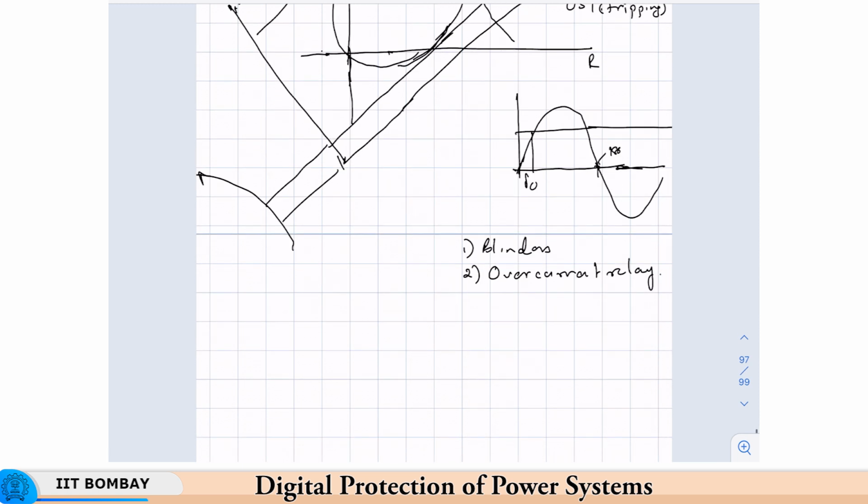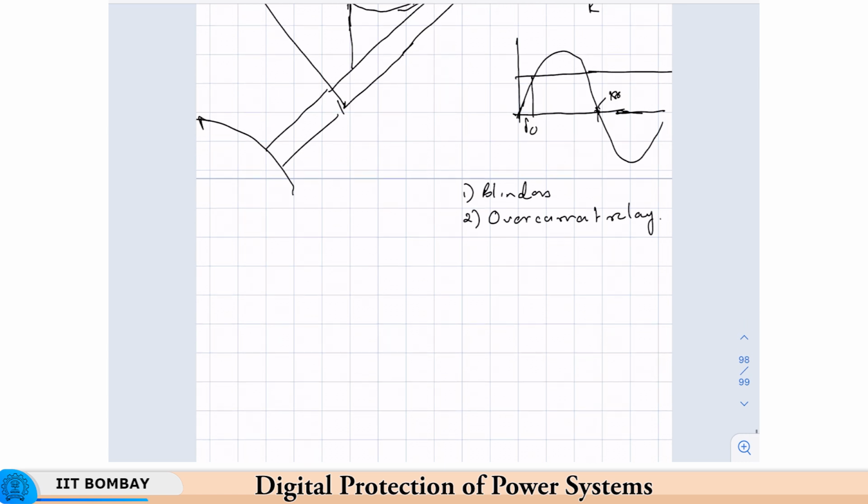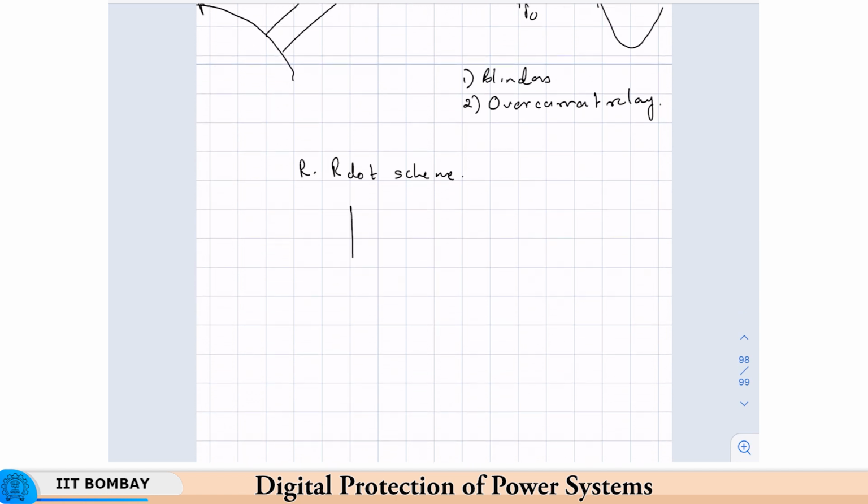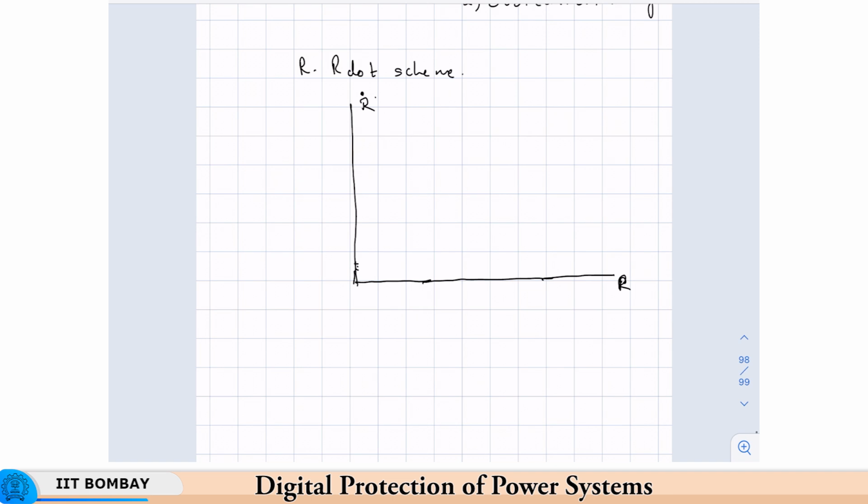Okay. So, now there is just one more scheme. There are many other schemes, but we will discuss one scheme which is also popularly used for power swing blocking, which is known as the R dot scheme. Here, instead of the R X plane, we are using the R and dR/dt plane, or R dot plane in other words. The axes are R and R dot, and we will see how we implement the power swing blocking.